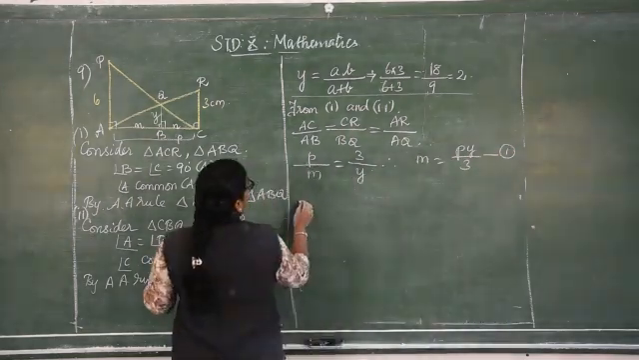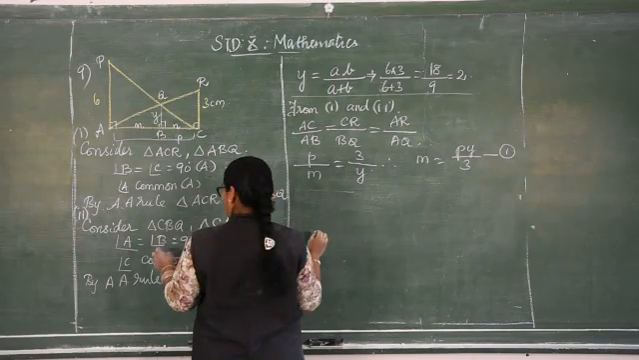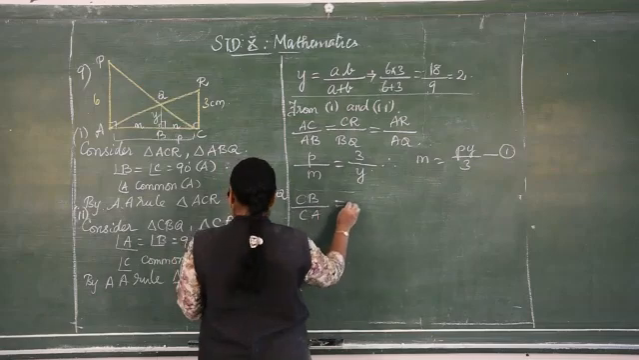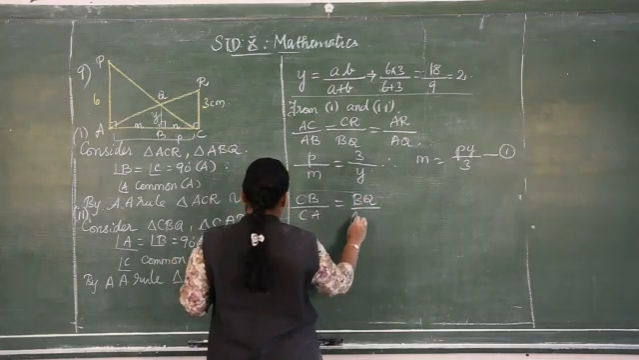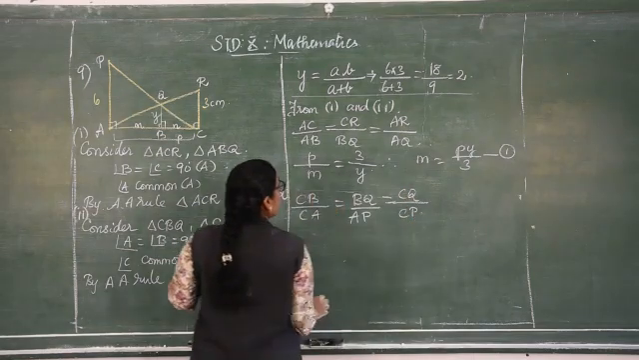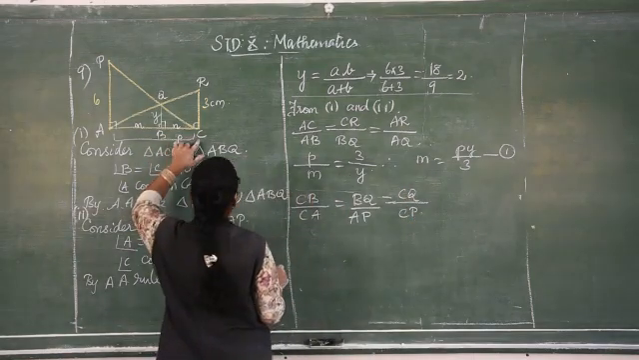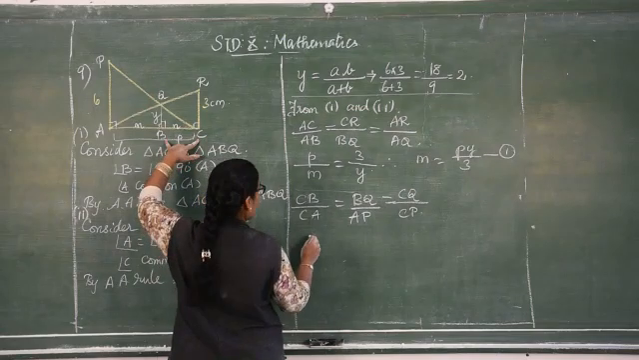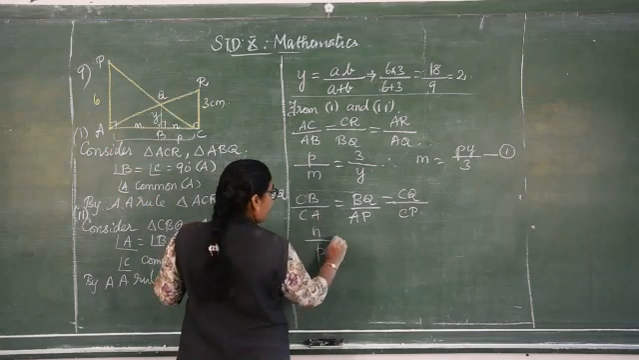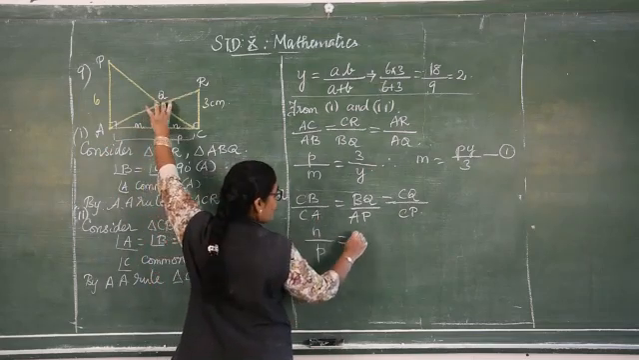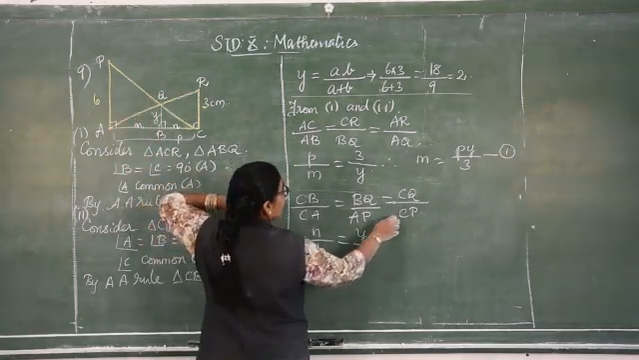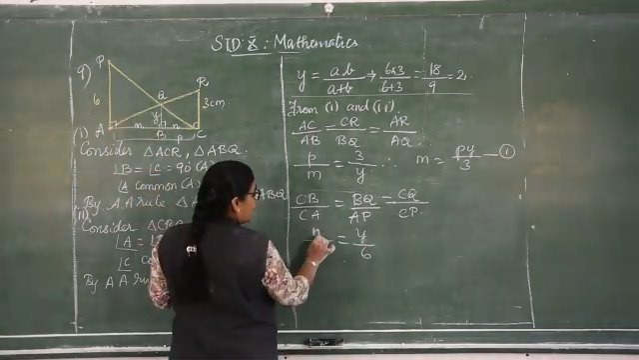So now from 1 and 2, second part, what will you write now here? CB by CA is equal to BQ by AP is equal to CQ by CP. Then what will you write? CB will be N, by CA, CA is P, is equal to BQ, BQ is Y, and AP, AP is 6, and this one we don't know, let us leave. Now I need N alone.